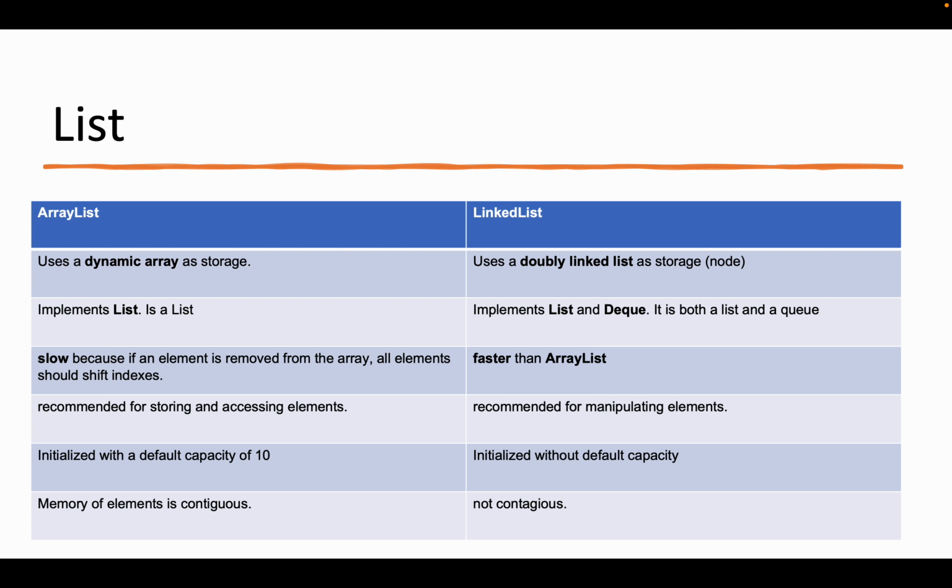Then we see that when you create an array list, it normally gives you a default capacity of 10. But a linked list is initialized without a default capacity. And then memory elements of an array list are contiguous. That means they are stored one after the other. But in a linked list, we don't have contiguous memory.